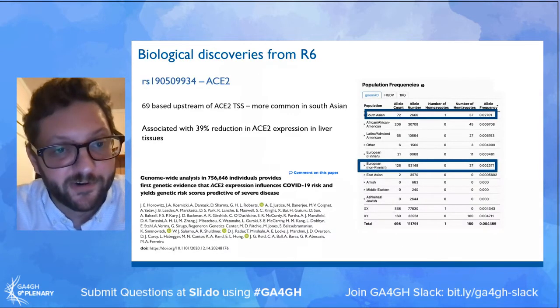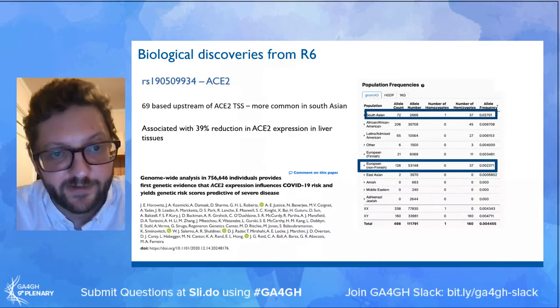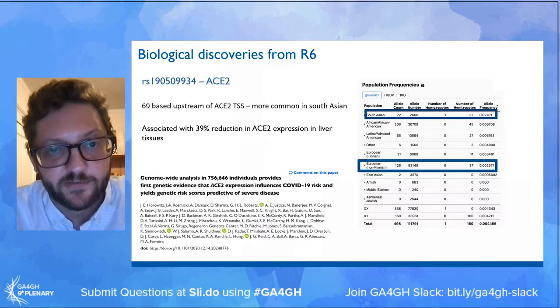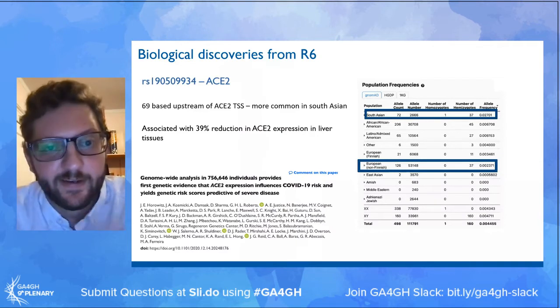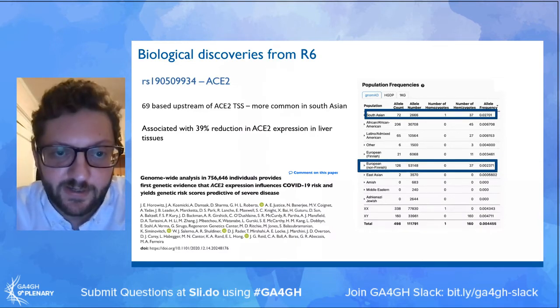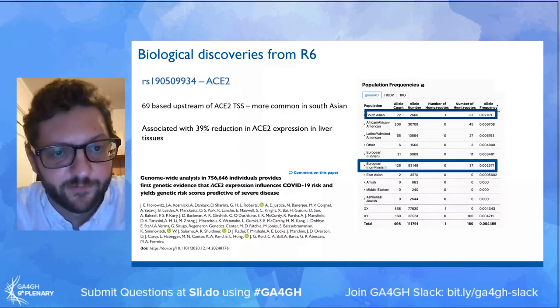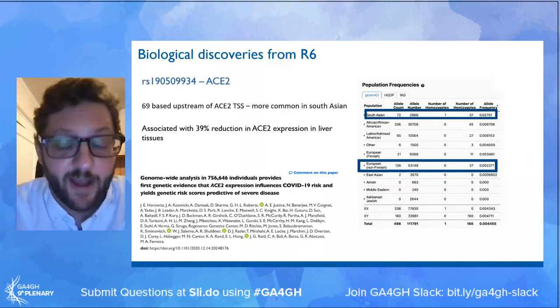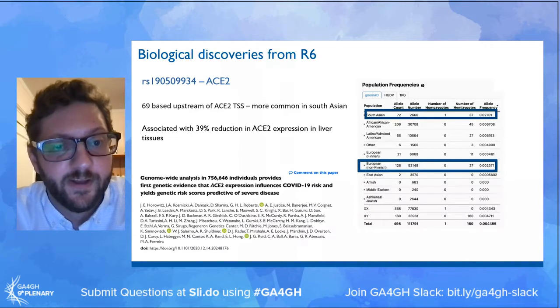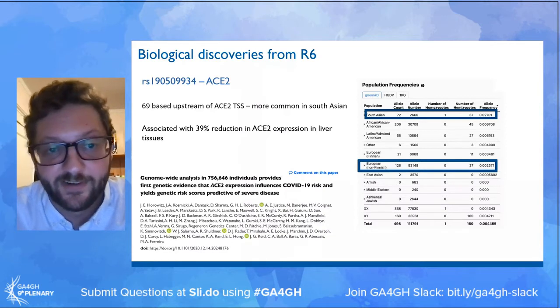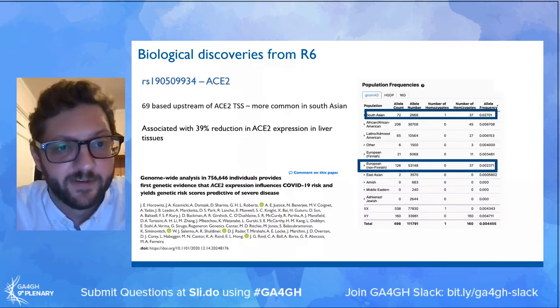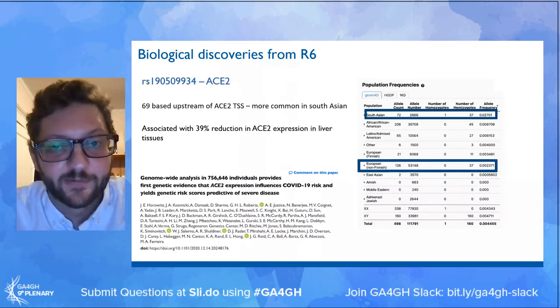And perhaps most encouragingly, we now have identified a genetic variant that's just upstream of ACE2, 69 base pairs ahead of the transcription start site, that is associated with a reduction in ACE2 expression. And ACE2 is the receptor that is thought to be the target for how SARS-CoV-2 gets into cells in the first place. And so this, I think, is a nice validation of the approach and has the opportunity to teach us a little bit about gene regulation as well.